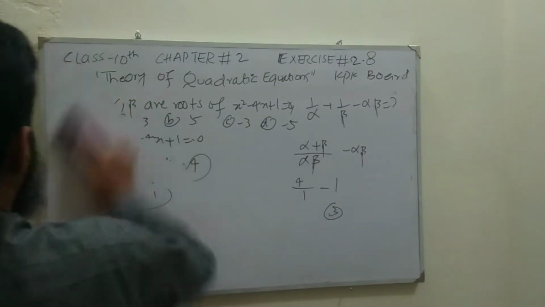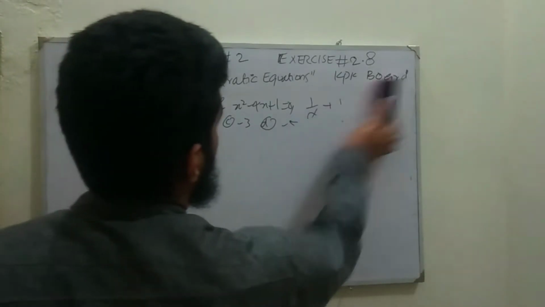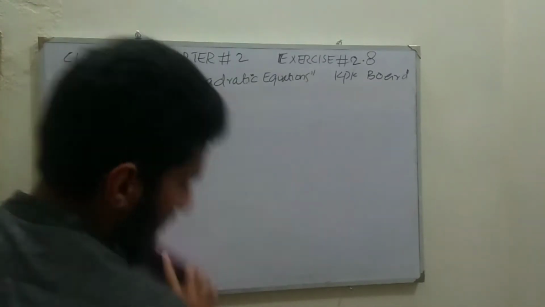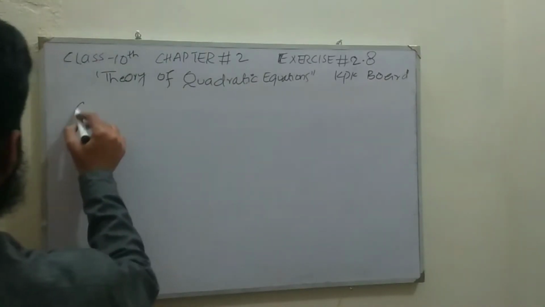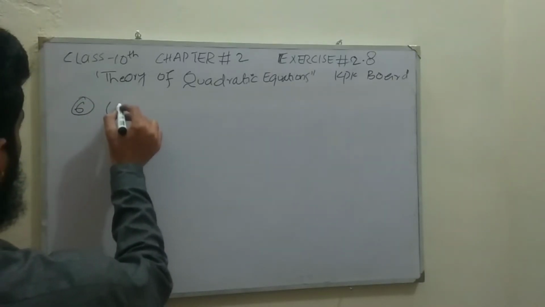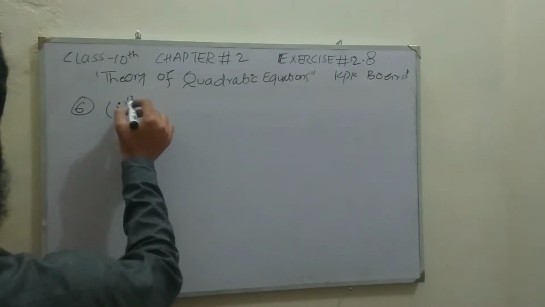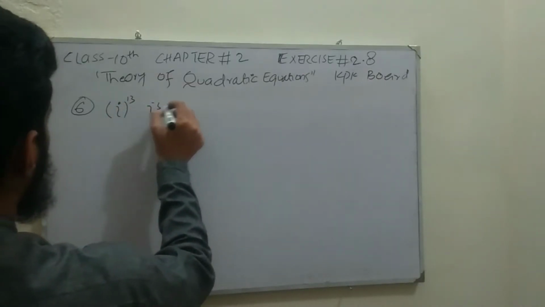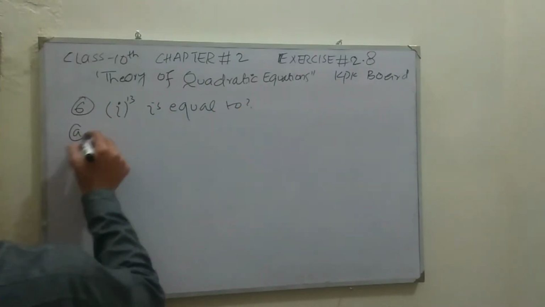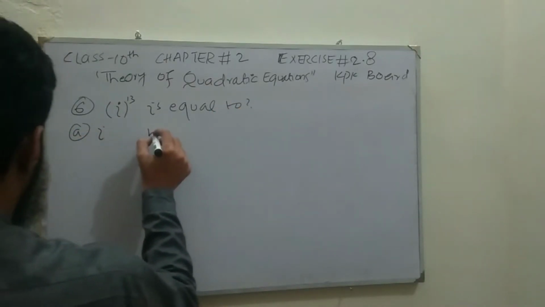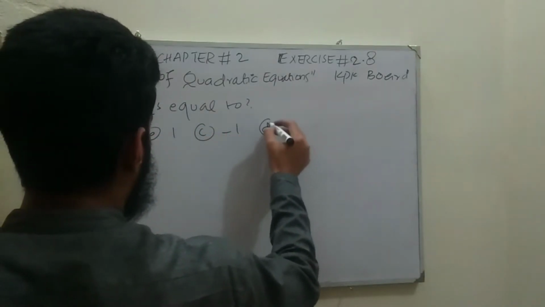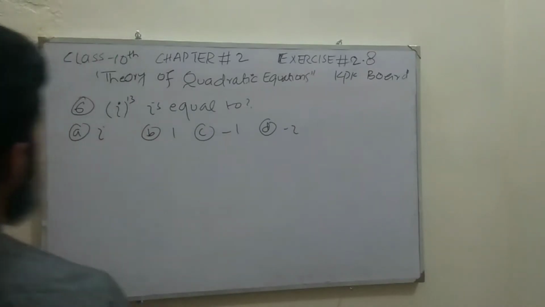Move to question number 6. Question number 6 tells that iota raised to power 13 is equal to. Option number A is iota, option B is 1, option C is minus 1, and the last option is minus iota. Solution.